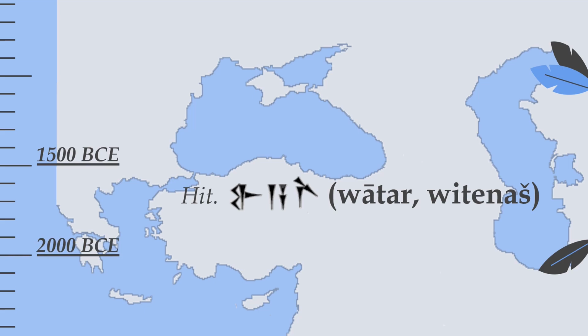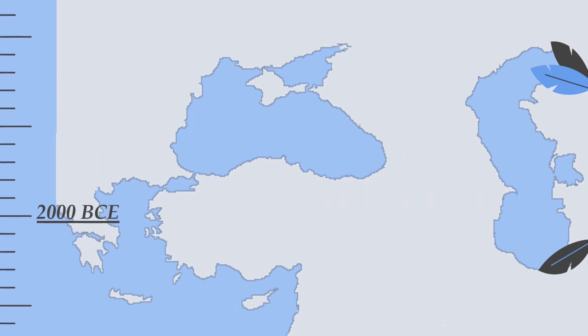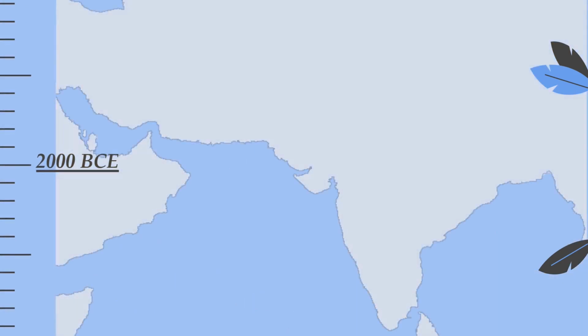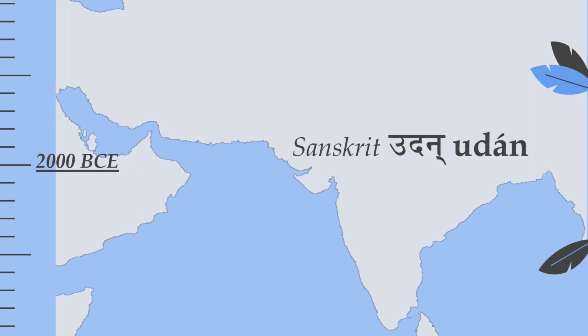And now let's go even further east. And let's dig even deeper in the time. 2000 BCE. This land is called India now. In those distant times, people spoke a language that is now known as Sanskrit. Sanskrit has several words for water, but we're specifically interested in only one of them, udan, having the same root as all previous words that we have seen.